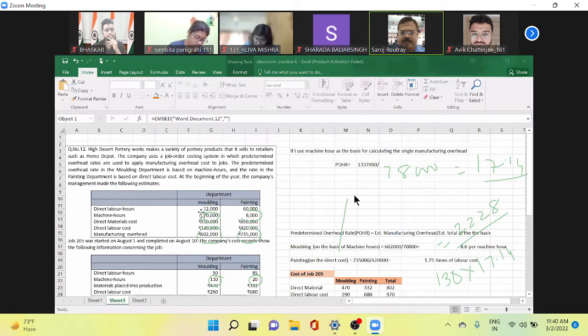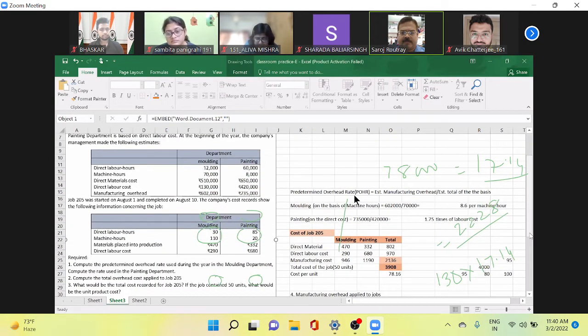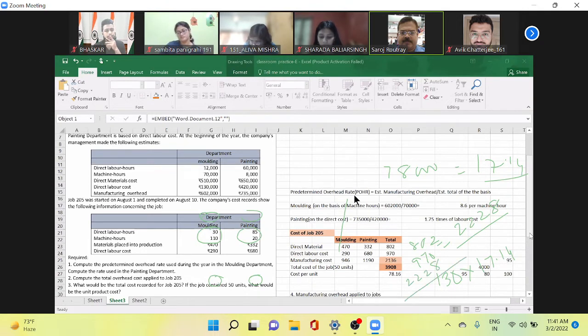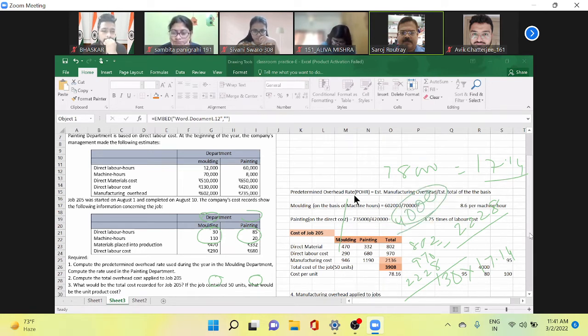Very good, 2228. And if I calculate the cost taking this 2228 as my manufacturing overhead, adding 970 and 222, how much is it coming? 4,000. Okay. And here it is coming 3,908.